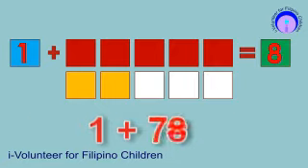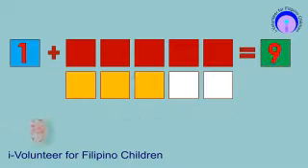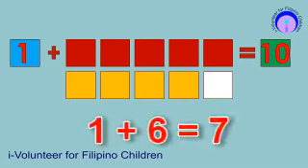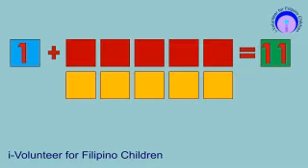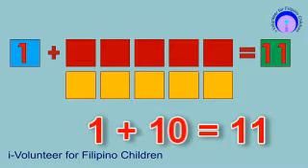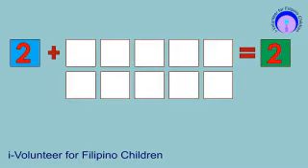This can be read as 1 plus 7 is equal to 8. The next example is 1 plus 8 is equal to 9. 1 plus 9 is equal to 10. How about the last one? All of them are covered with red and orange. That means 1 plus 10 is equal to 11. Now it's your turn to find the value of the block.